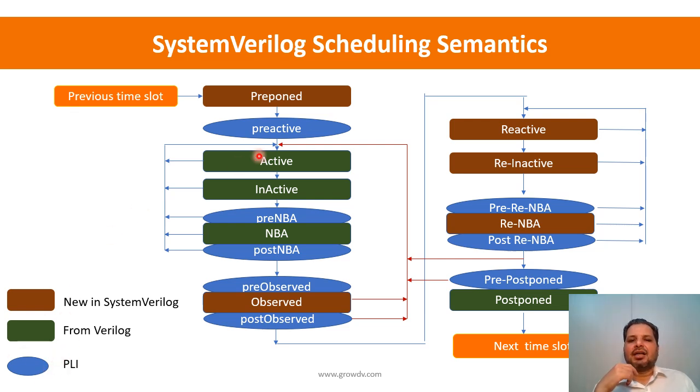But the bulk of us would be mostly focused on these: active, NBA, reactive, re-NBA, preponed, observed and postponed. This is what we will really be concerned with. The postponed concept remains almost the same, and once that's executed, we go to the next time slot. In the next few slides, we will look at it in a little more detail. The big picture has already been given, and I have briefly talked about what each of these regions does, but we will summarize it in the next few slides.